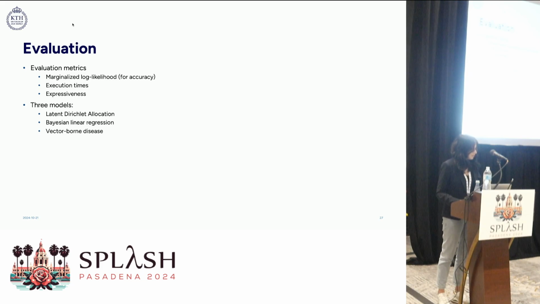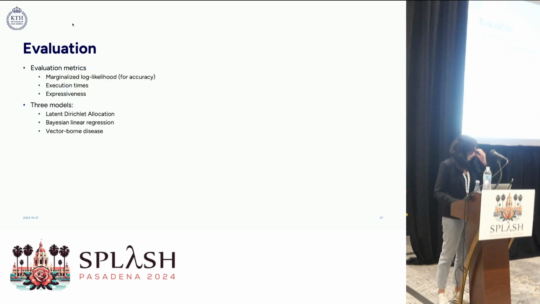And the third one is expressiveness, because we expect dynamically delayed sampling to be able to handle more models than static, because there are some issues with static in the sense that we are doing that at compile time, so we may not have all the information at compile time.